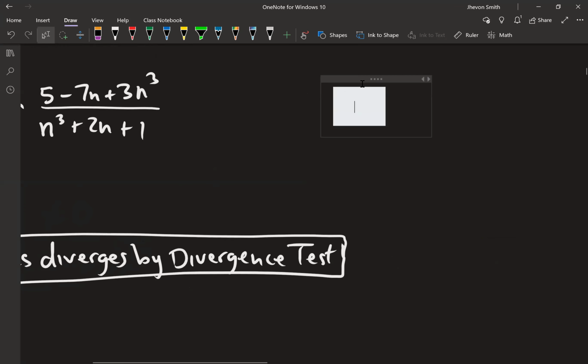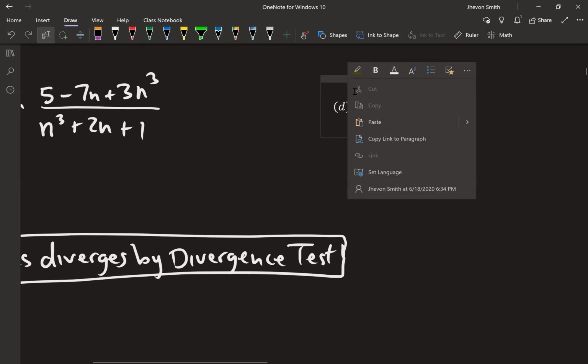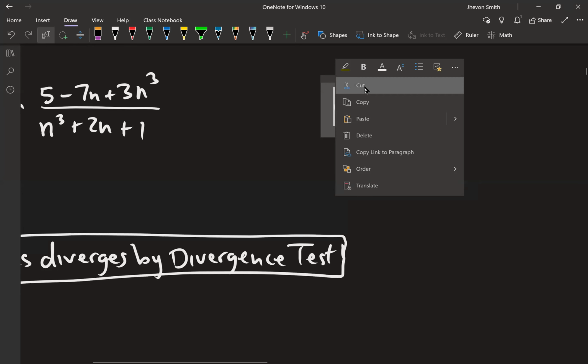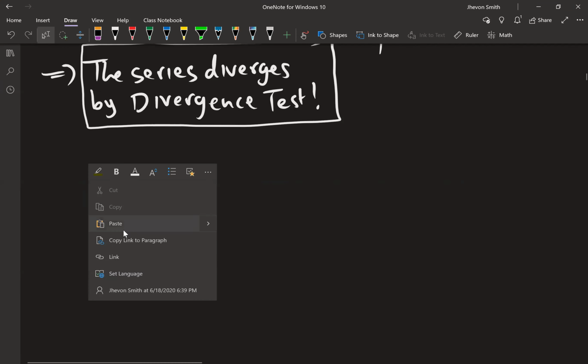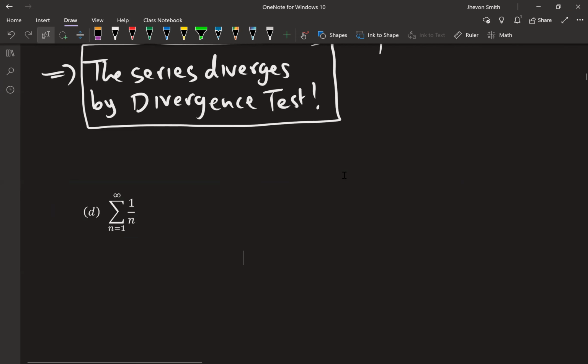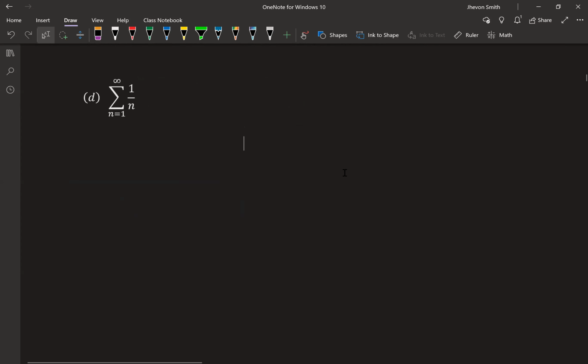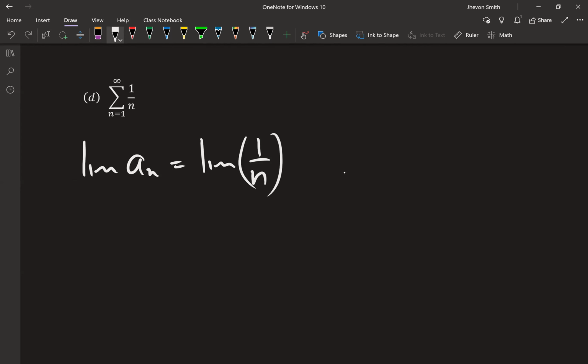Okay, here's the last one. Last example here. So here I would, again, find the limit. This means the limit of a_n, that's the limit of 1 over n, right? Fahim beat me to even the question. That's what I would like to see.